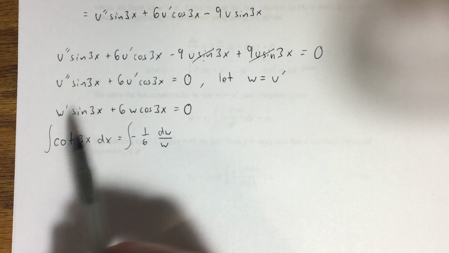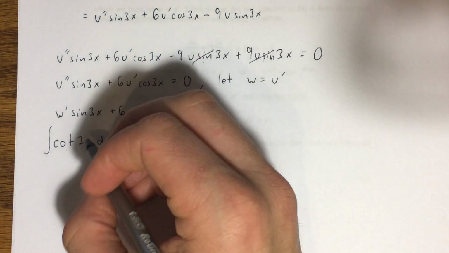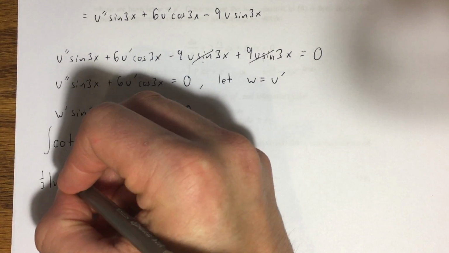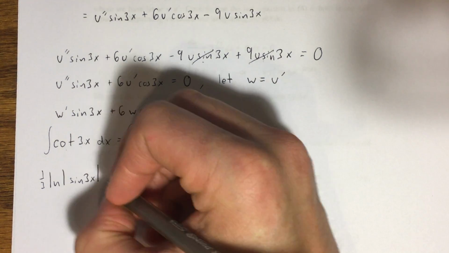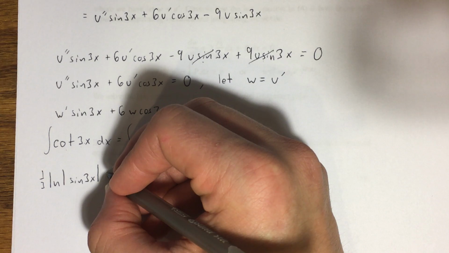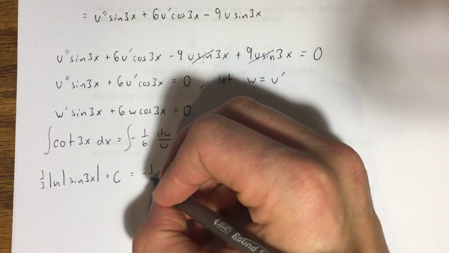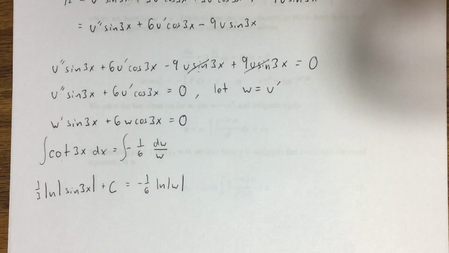The integral of cotangent of x is the natural log of the absolute value of sine. We have a 3x in there, so this is actually going to be 1/3 times the natural log of the absolute value of sine of 3x plus c equals negative 1/6 natural log absolute value of w.